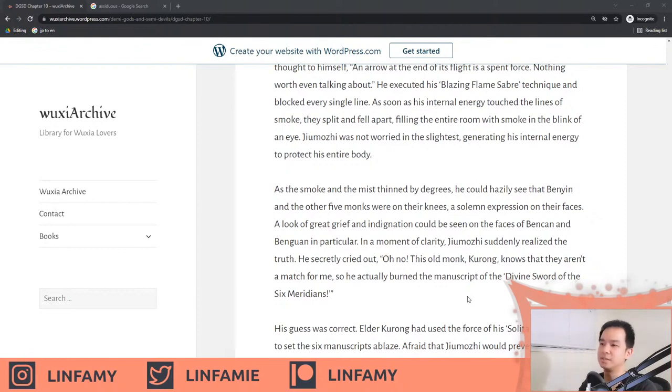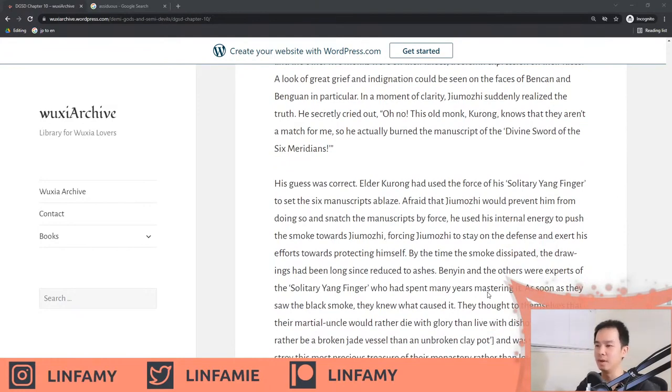As the smoke and the mist thinned by degrees, he could hazily see that Bun Yin and the other 5 monks were on their knees, a solemn expression on their faces. A look of great grief and indignation could be seen on the faces of Bun Tan and Bun Guan in particular. In a moment of clarity, Jiumozu suddenly realized the truth. He secretly cried out, "Oh no! This old monk Kurong knows that they aren't a match for me, so he actually burned the manuscript of the divine sword of the 6 meridians."